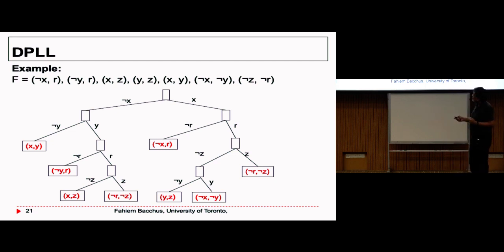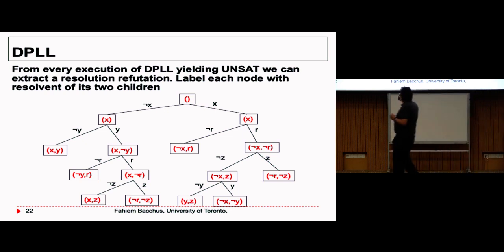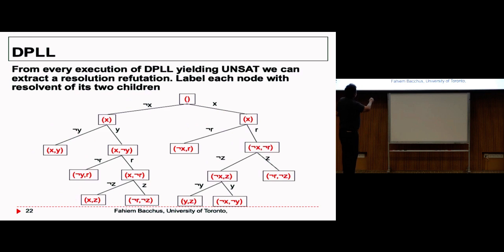Now why is that useful, important? Well, if we take a look at what we can do with those clauses, we can actually resolve them together. So we can label the internal nodes. Remember that this is an internal node here, and these are the two leaf nodes. We can label this internal node by the resolvent of the two leaf nodes.